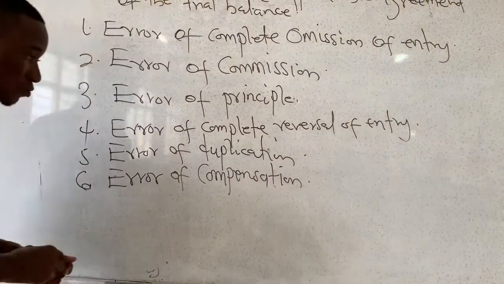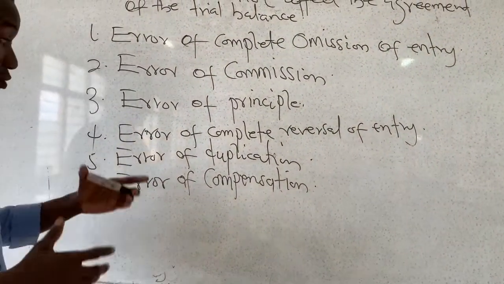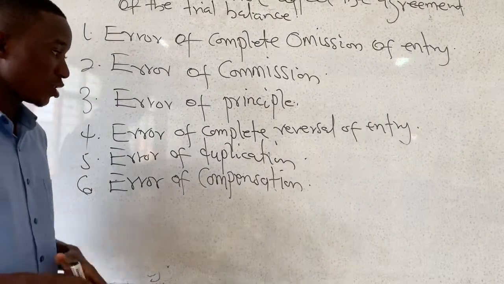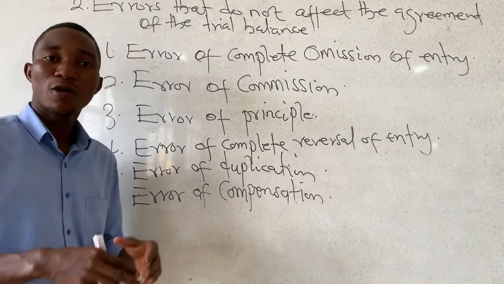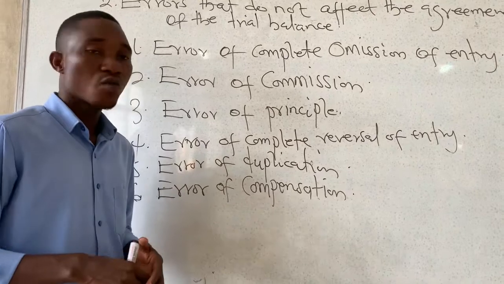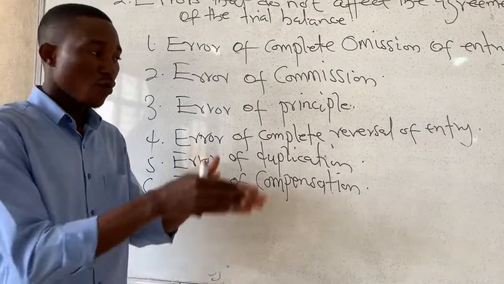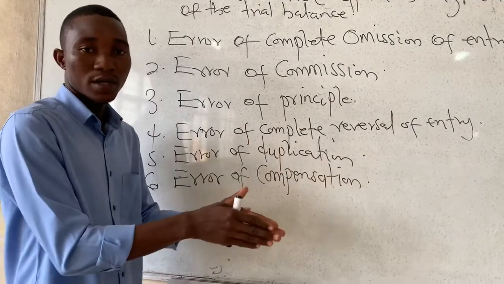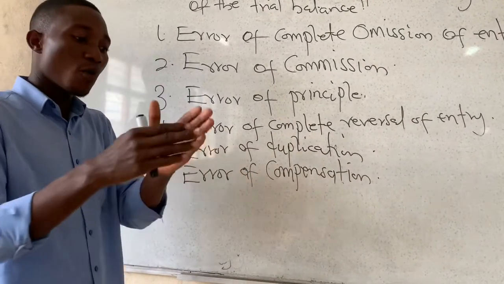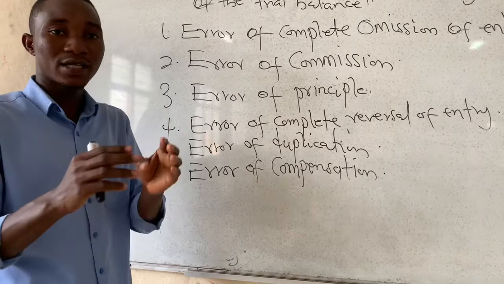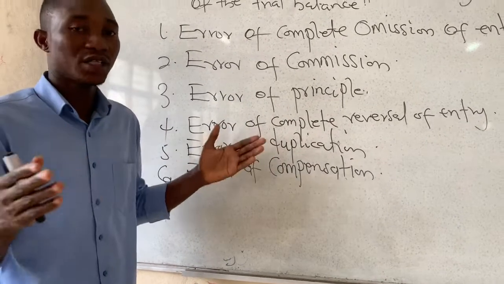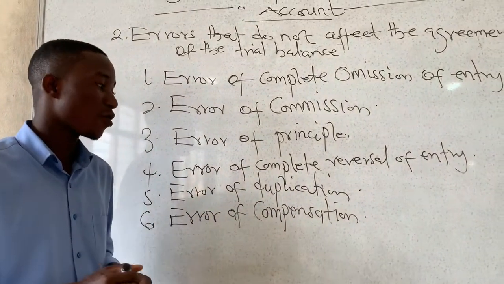Okay, when we say error of compensation, what are we actually talking about? We are saying that error of compensation occurs when one error has cancelled another one unintentionally. When you commit an error in one book and you also commit another error in a different book, and they end up cancelling each other unintentionally, it is what we call an error of compensation.